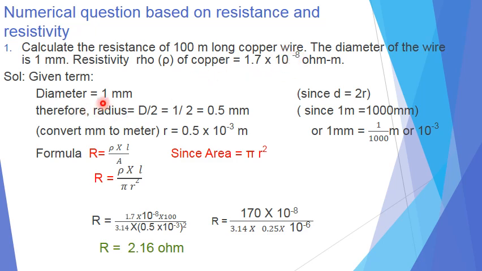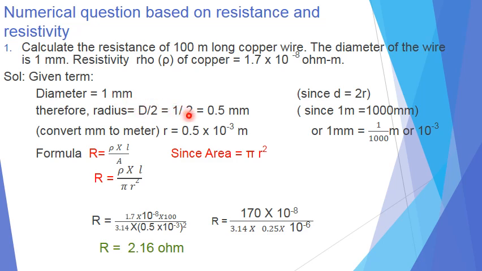The given diameter is 1 millimeter. Now we have to change diameter to radius. Since we know from mathematics in younger classes, the diameter is twice the radius. So the radius equals diameter divided by 2. So the diameter is 1.